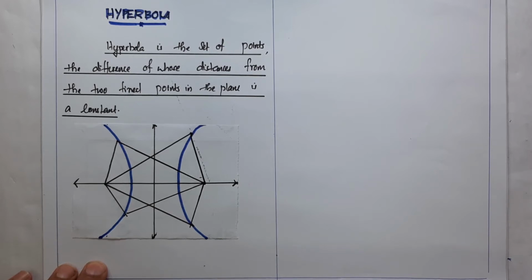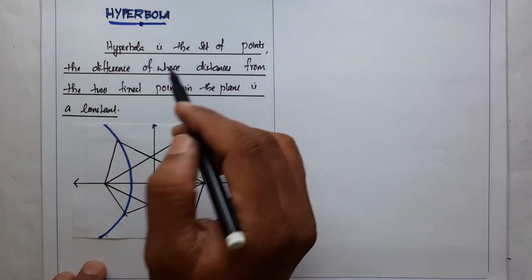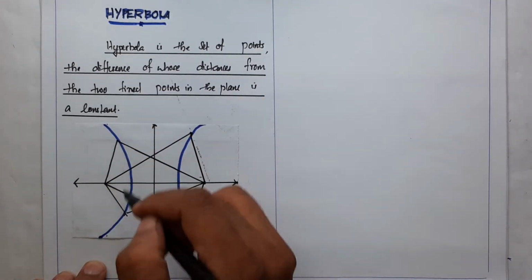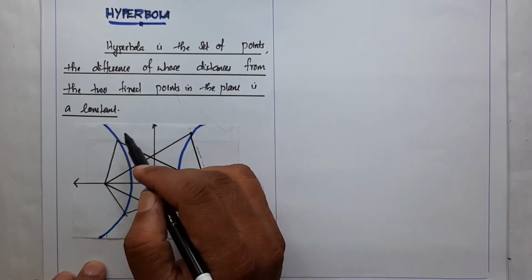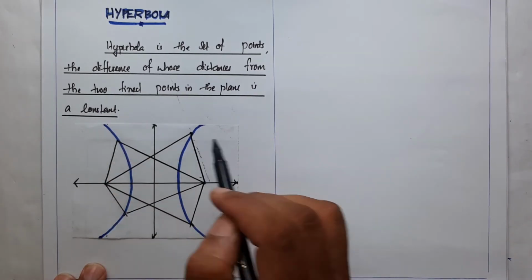So these types of curves are called hyperbolas. That is our definition. A hyperbola is the set of all points, a collection of points, where the difference of the distances from two fixed points in the plane is a constant.